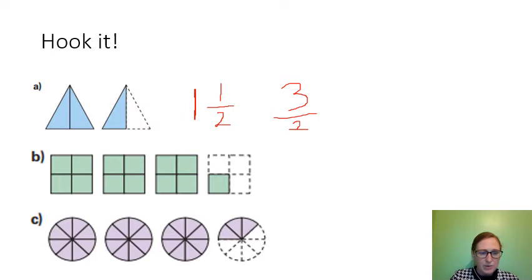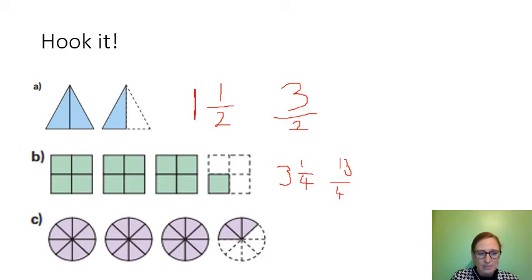And in example B, we've got 3 whole ones plus an extra quarter, and that's how we'd write it as a mixed number. Or we could write it as an improper fraction: 4, 8, 12, 13 quarters. And again, we could convert between those by doing 3 times 4 is 12, plus 1 more quarter is 13 quarters. And this final one here is split into 1, 2, 3, 4, 5, 6, 7, 8 pieces.